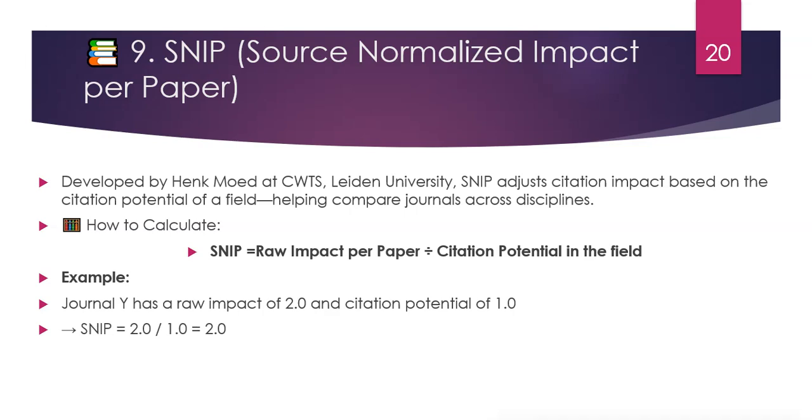SNIP, source normalized impact per paper, is another citation metric developed by Henk Moed. It adjusts citation impact based on the citation potential of a field, helping compare journals across disciplines. How to calculate? SNIP equals raw impact per paper divided by citation potential in the field. For example, journal Y has a raw impact of 2 and a citation potential of 1. SNIP, dividing them, will be 2.